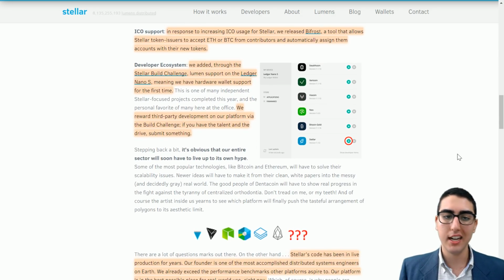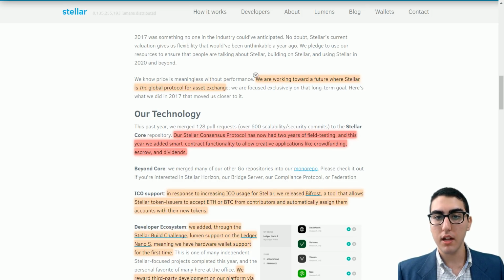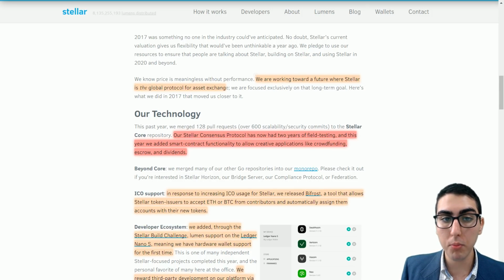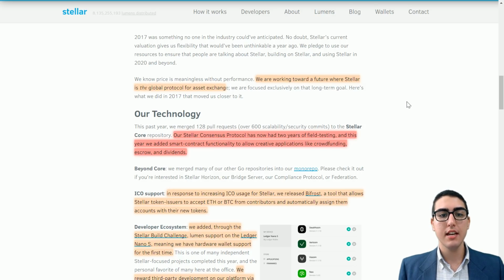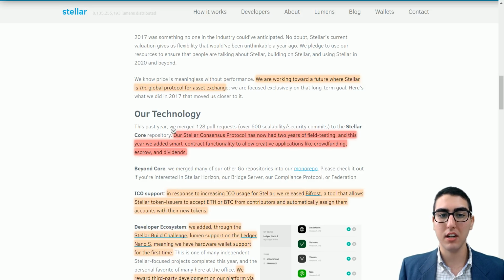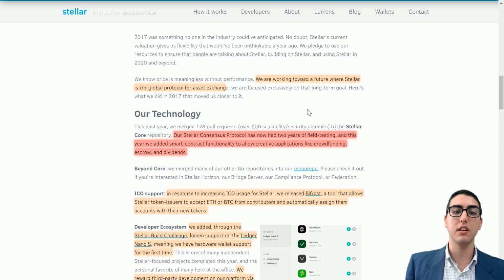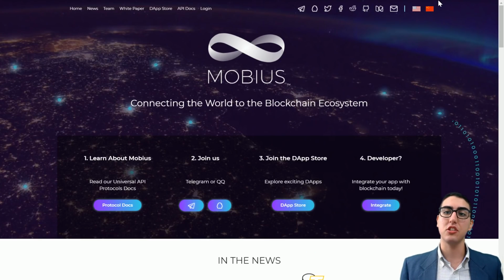This article was awesome, guys. I went through this, and I highly recommend looking at this. We're looking and working towards a future where Stellar is the global protocol for asset exchange. Our Stellar consensus protocol has now had 2 years of field testing, and this year we added smart contract functionality to allow creative applications like crowdfunding, escrow, and dividends, and that's why you see the Mobius ICO built on that.